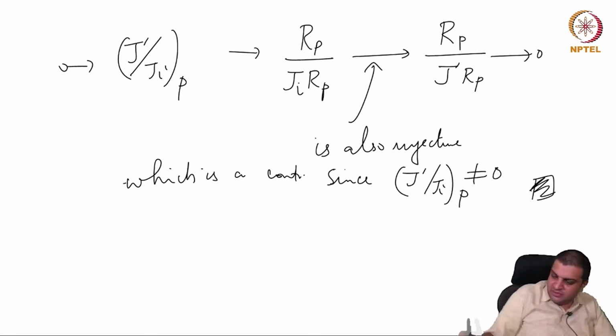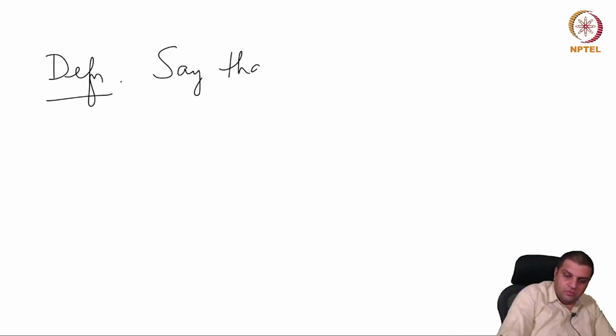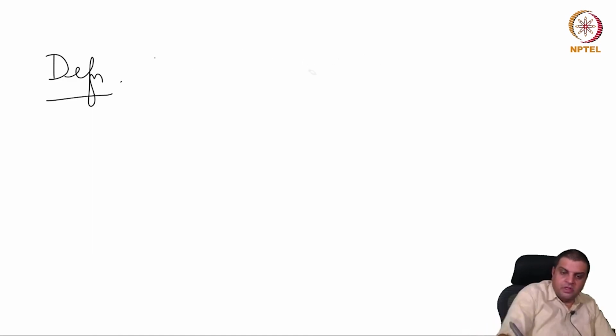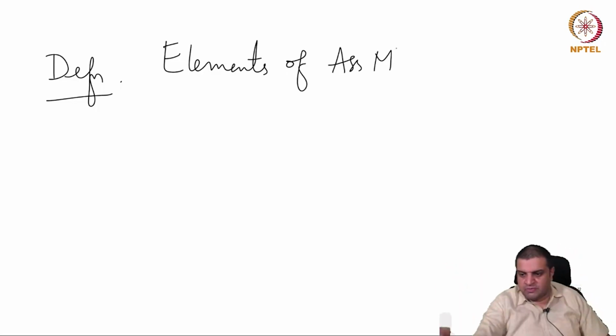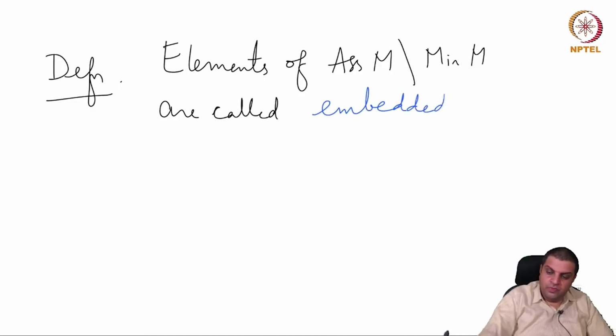Just one definition which we should state. Elements of associated primes of M which are not in the minimal primes of M are called embedded associated primes.